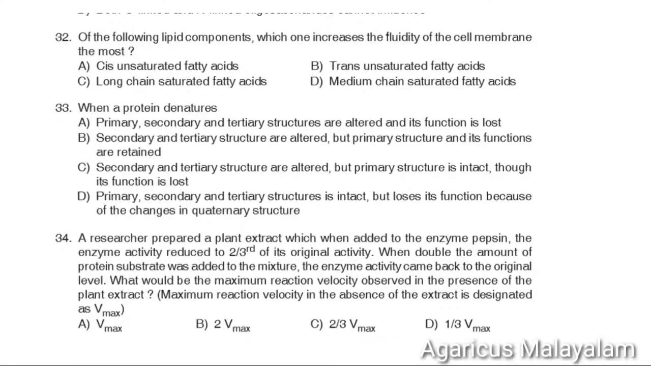32. Of the following lipid component, which one increases the fluidity of the cell membrane? Correct answer is option A, cis unsaturated fatty acid. 33. When a protein denatures. Correct answer is option C, secondary and tertiary structure are altered but primary structure is intact though its function is lost.